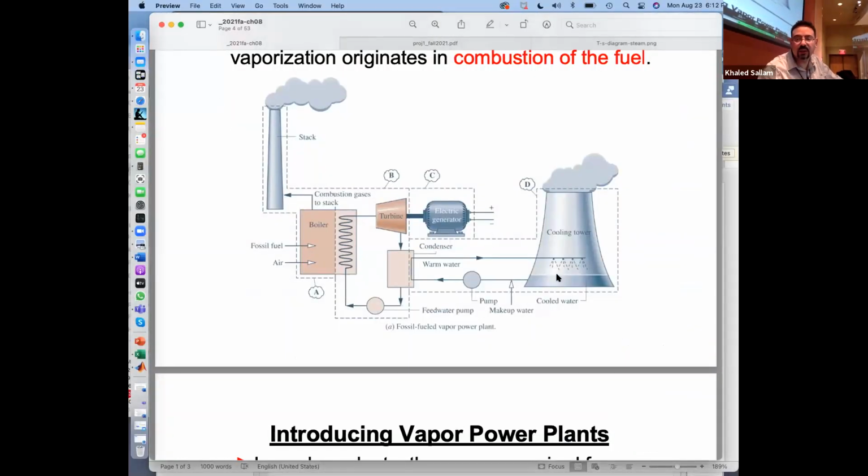You see the cooling tower, open cooling tower, and the chimney. Of course, this steam generator could be run with a nuclear reactor, right? Doesn't matter what is the source of heat, as long as something is heating the water.